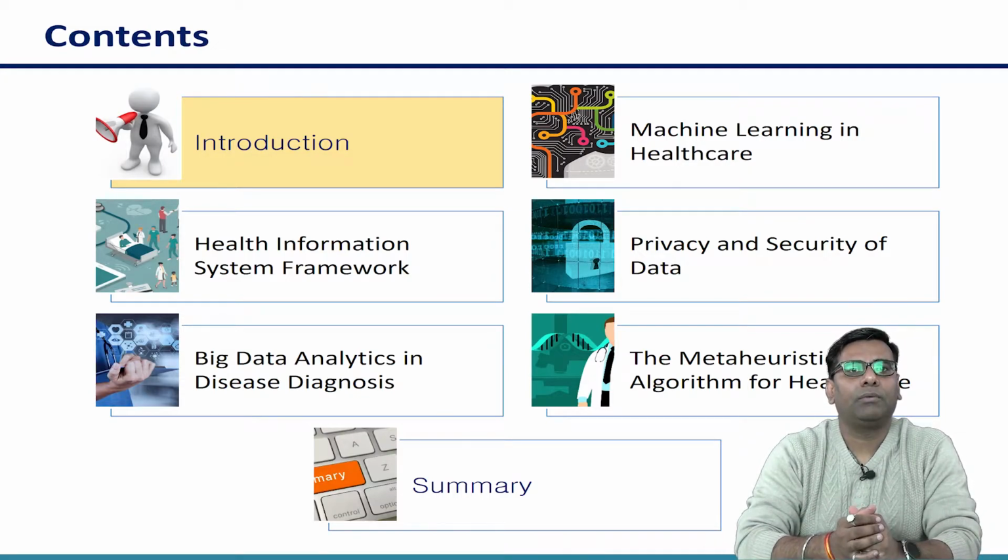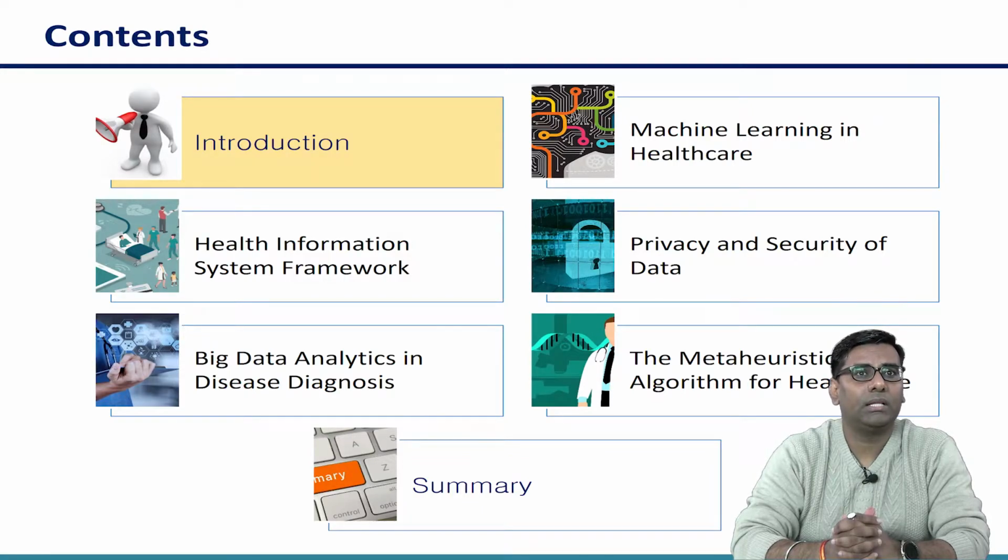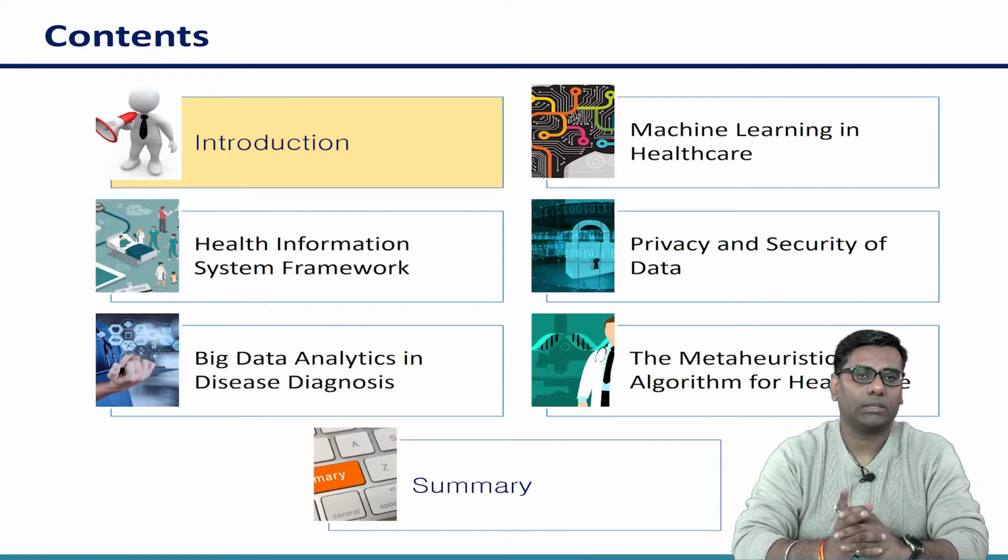These are the contents that we're going to cover in this class. First, we're going to talk about what metaheuristic algorithms in healthcare are, introducing metaheuristic algorithms. Then we talk about machine learning in healthcare, the health information system framework, privacy and data, big data analytics in disease diagnosis, and metaheuristic algorithms for healthcare systems, what type of metaheuristic algorithms they are using. Last, we're going to summarize the whole class.